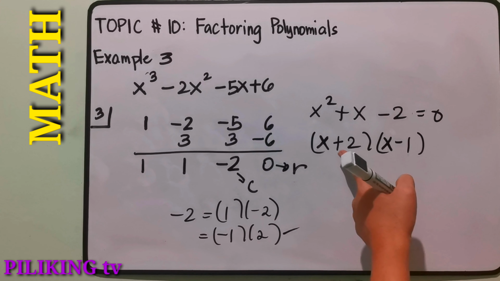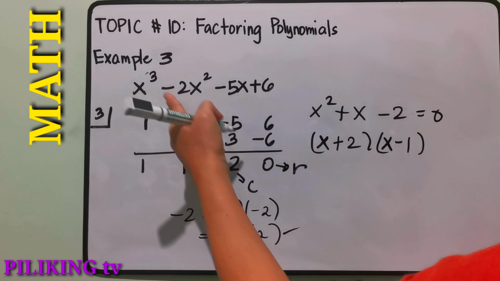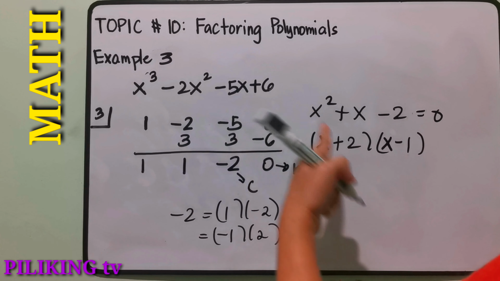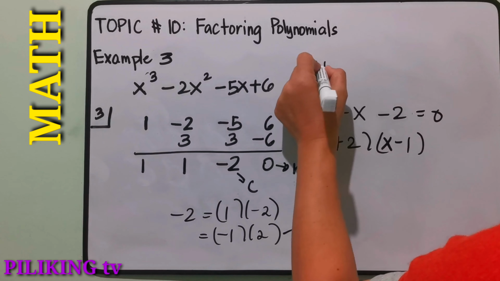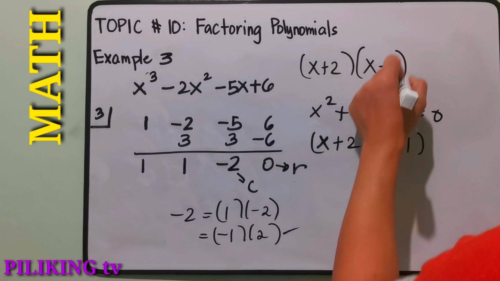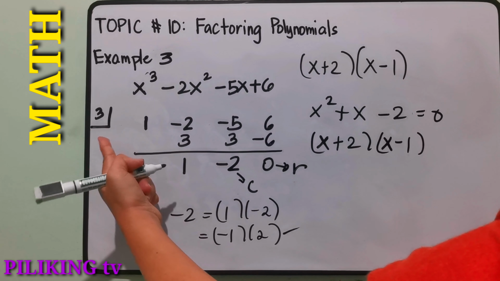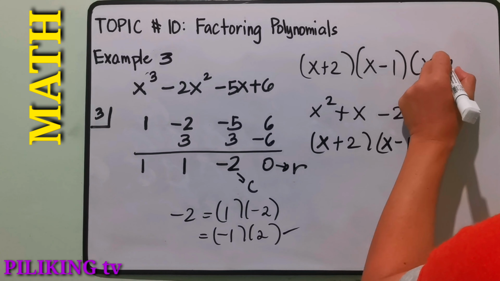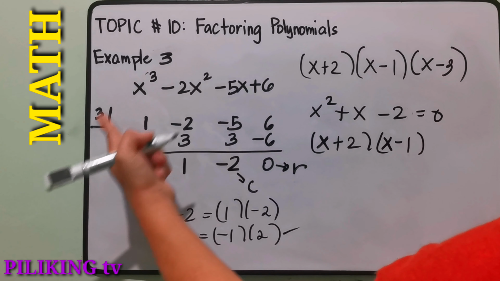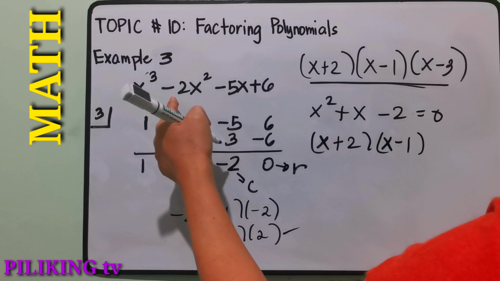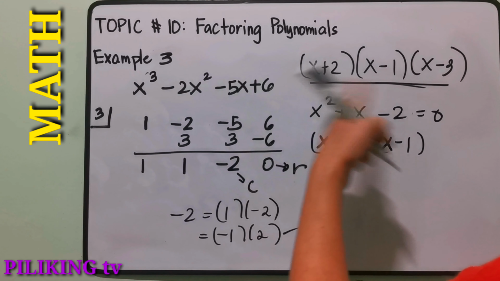Okay? So therefore, the factors of x cubed minus 2x squared minus 5x plus 6 are x plus 2, x minus 1, and the other one from a while ago is 3. So therefore, that is x minus 3. So these are the factors of x cubed minus 2x squared minus 5x plus 6.